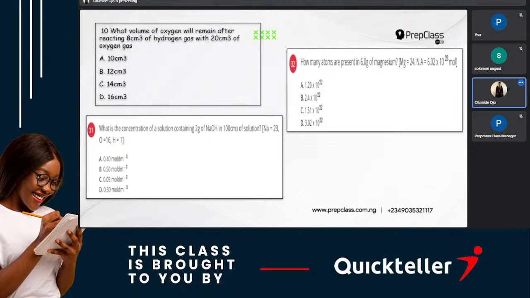So next one. How many atoms are present in 6 grams of magnesium? Now, they've given us the mass. So the number of moles of Mg equals mass over molar mass. The mass is 6 grams, and the molar mass of magnesium is 24. So 6 divided by 24 will give us what?